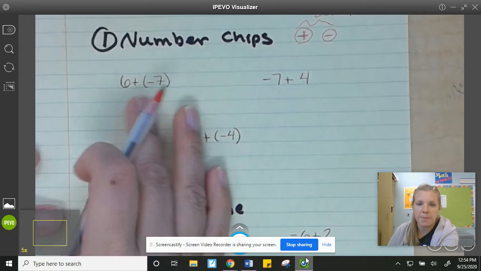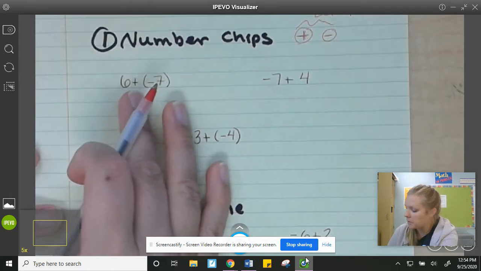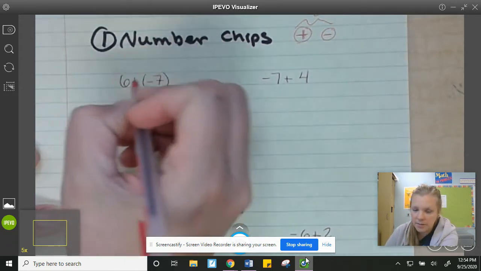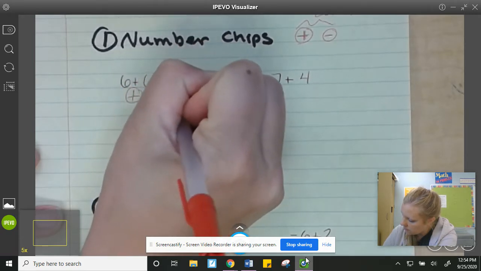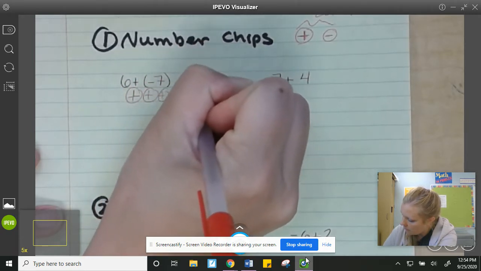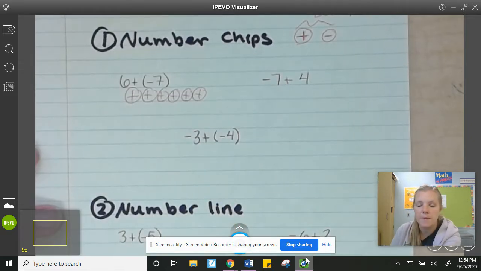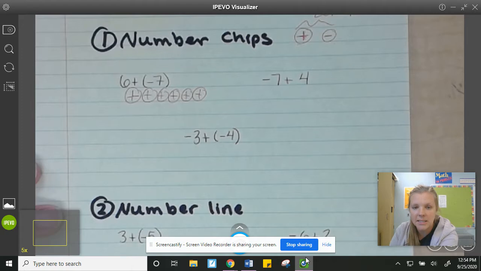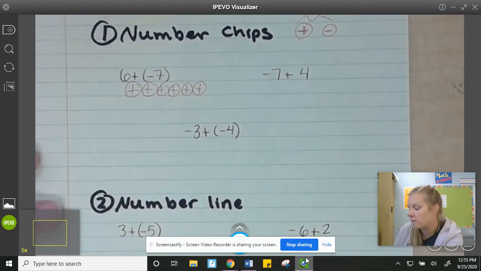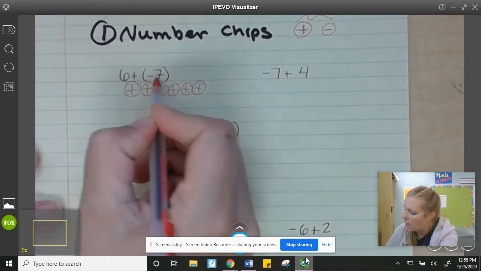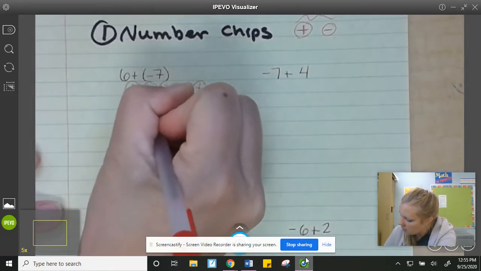So if we're going to work on this math problem, 6 plus negative 7. The positive 6 we're going to represent with 6 plus signs. I love number chips because it always is going to give us the right answer. It's consistent, and it's a really nice visual way of representing these problems. Negative 7 is going to be 7 negatives.